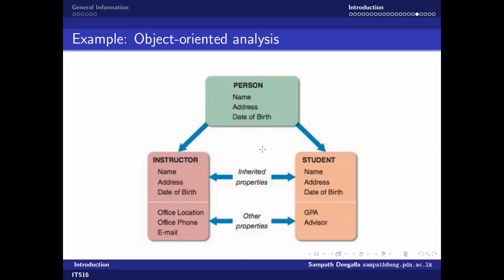Now, apart from that, you might have other properties. For example, instructor has a set of properties which do not belong to student, right? That means they have their own properties. So this kind of behavior we can represent using object-oriented analysis.